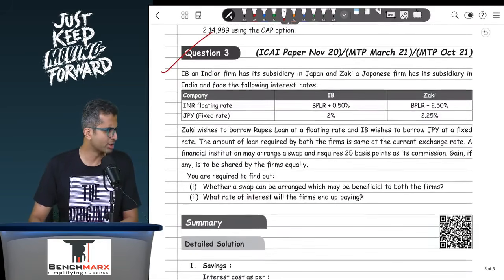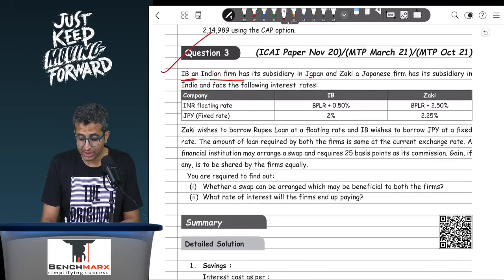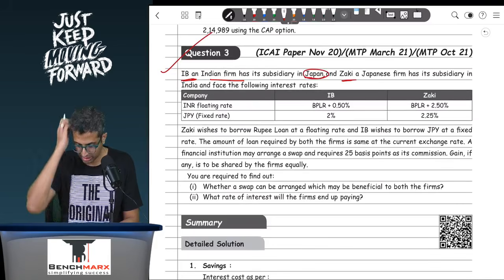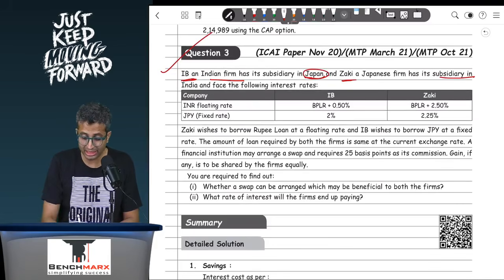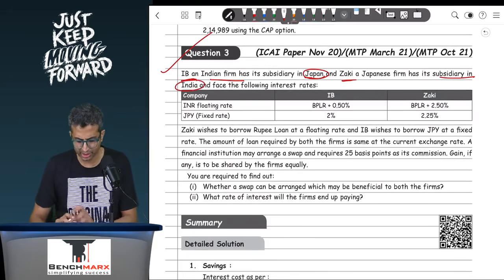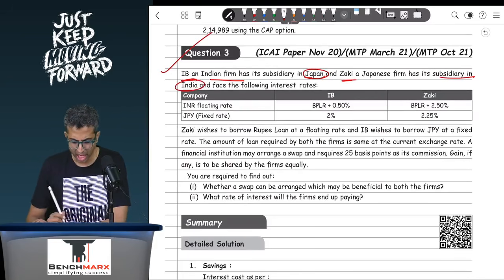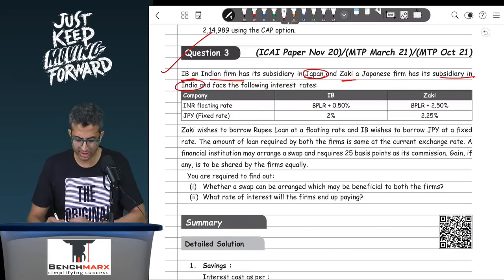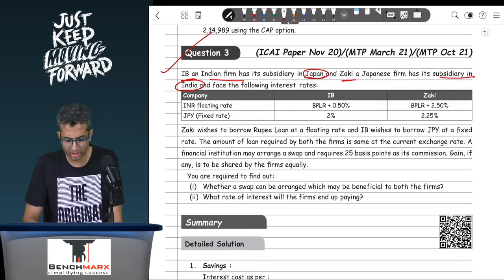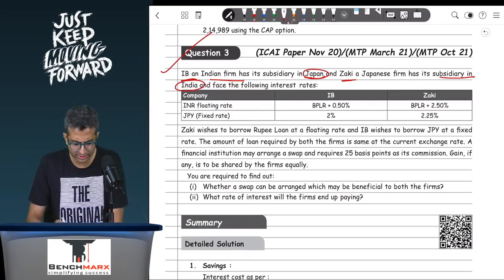So let us review this once. IB, an Indian firm, has a subsidiary in Japan, and Zaki, a Japanese firm, has a subsidiary in India, and face the following interest rates. So they have been given, IB and Zaki interest rates have been given, INR floating, JPY fixed, whatever it is.